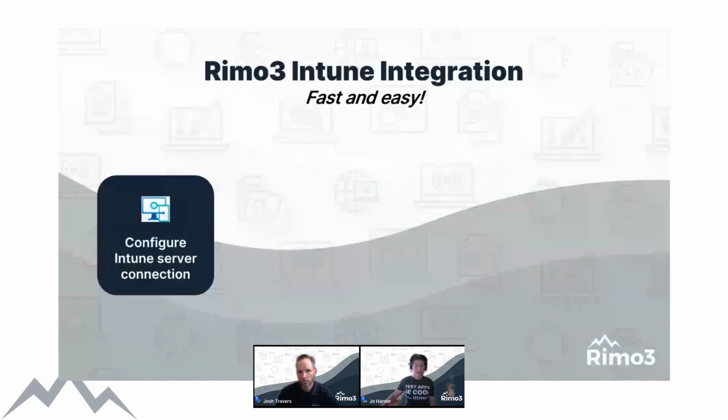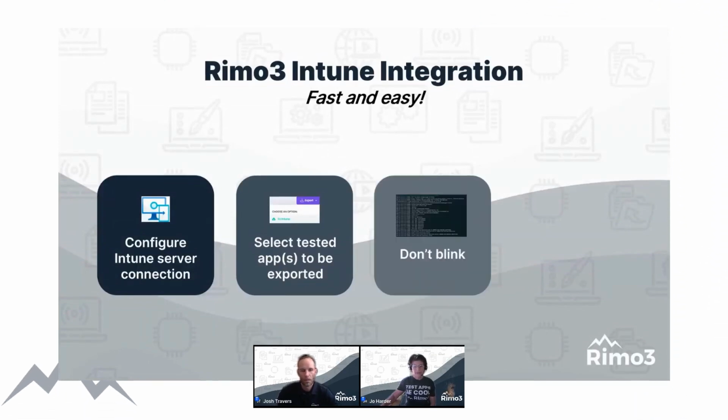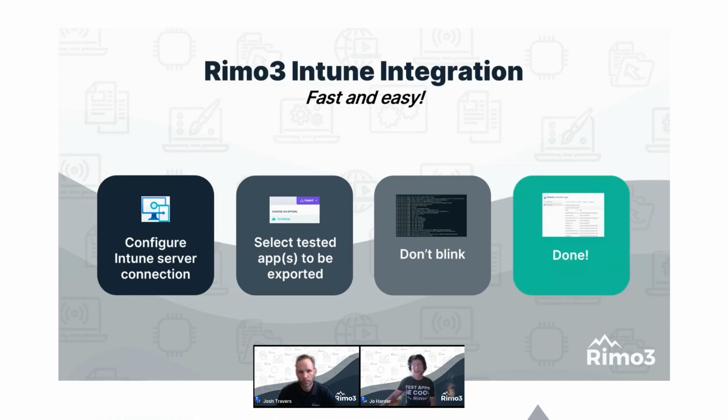Okay, so how Intune integration works is like this. First, you configure the Intune server connection. Once you have that done, you select the applications that you're going to export. And at this point, I'm going to say don't blink, because literally it flashes through the screen. And if you miss it, it's gone. And that's okay, because you don't really need to see it, but it flashes through just so that you're comfortable that it did indeed happen. And then you're done. So it's a very, very fast process.